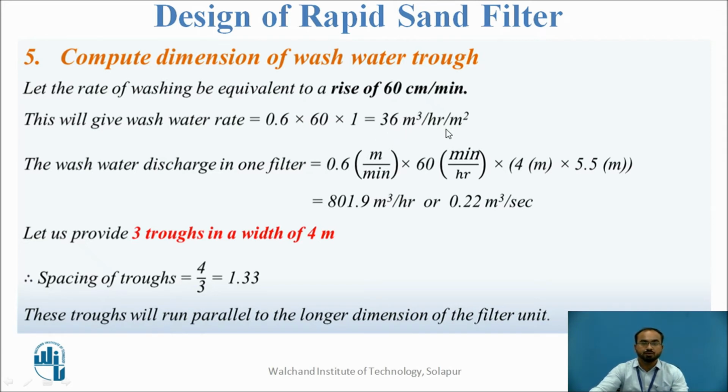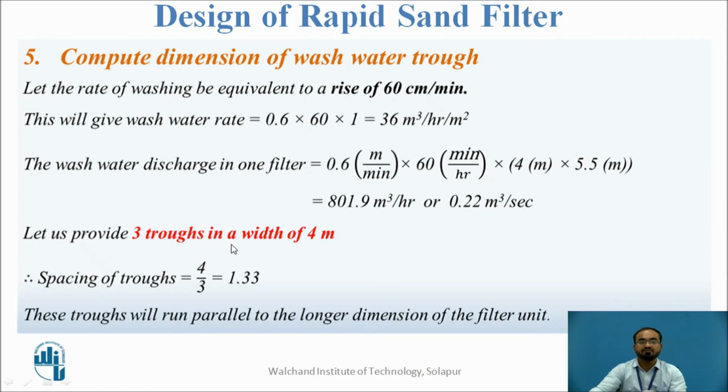hour per meter square. And to calculate the total discharge per filter unit, but not only per 1 meter square, I will multiply it by 0.6, multiply by 60, multiply by 4 and multiply by 5.5, that is the area of filter, and it will come about 801.9 meter cube per hour, or 0.22 meter cube per second. So I will provide nearly about 3 troughs in a width of 4 meter.